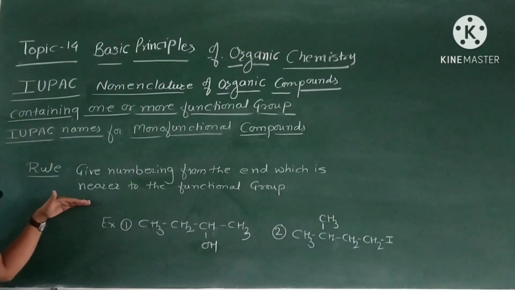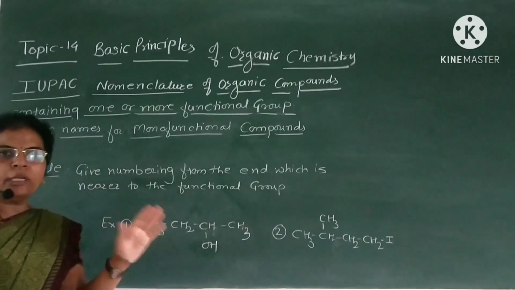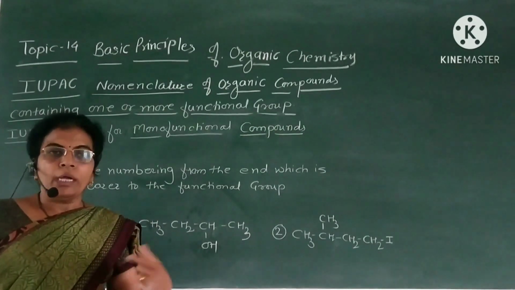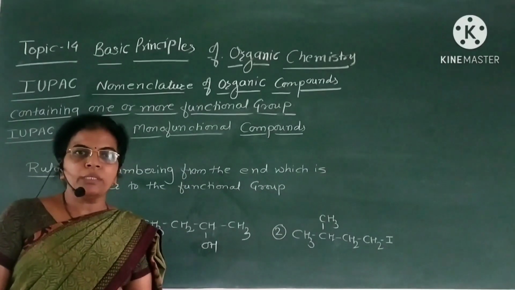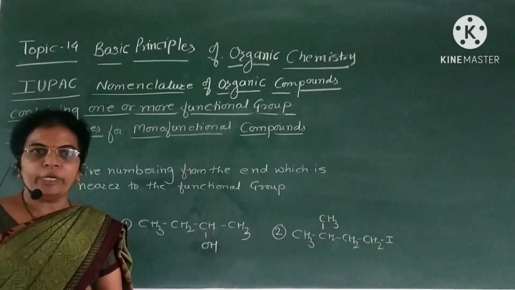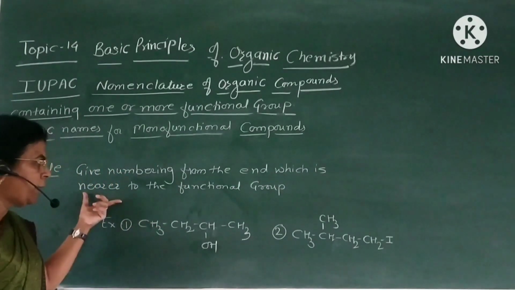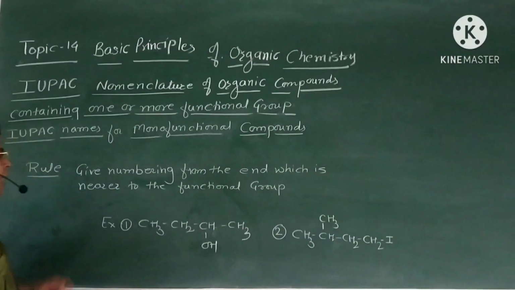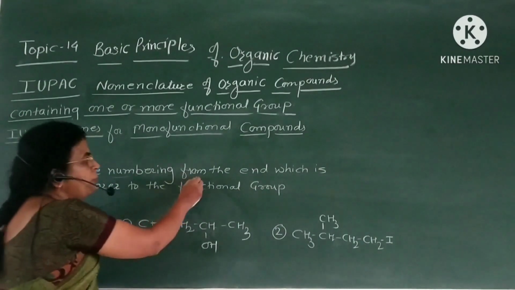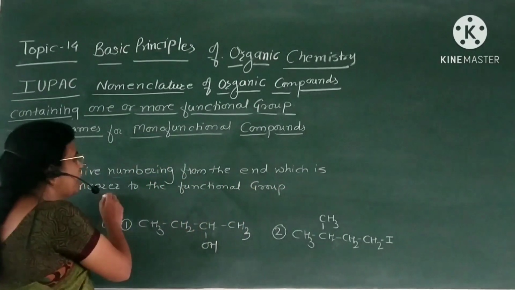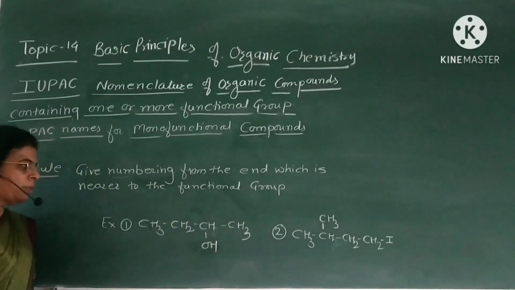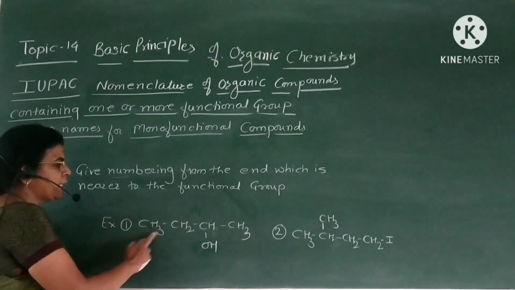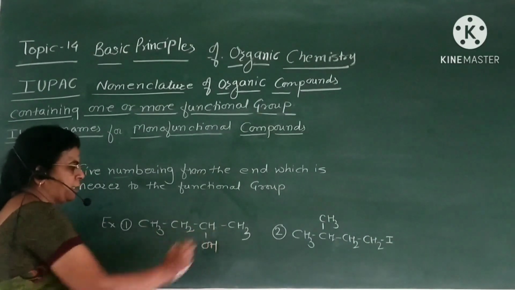Now, the rule for this: we have studied various types of rules in the case of saturated hydrocarbons and unsaturated hydrocarbons. Here, one rule is most necessary: give numbering from the end which is nearer to the functional group. For example, this is CH3, CH2, CHOH, CH3.